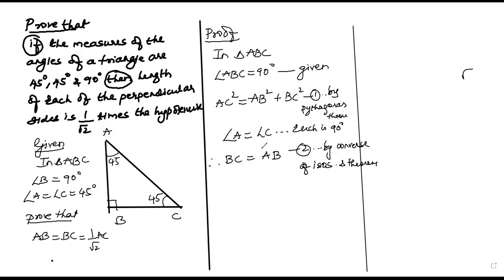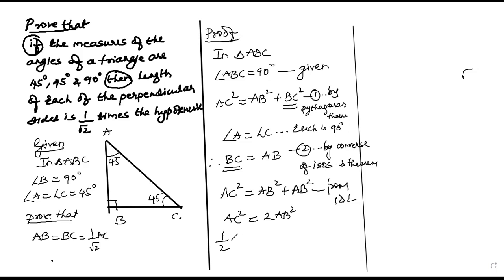Now you can just have a look here. AC square equal AB square plus BC square, but if BC and AB are equal, can I change this BC to AB? So what will happen? AC square equal, therefore, AB square plus AB square. From 1 and 2, AC square equal 2 AB square. But you want AB square alone, so the 2 comes down. 1 upon 2 AC square equal AB square.